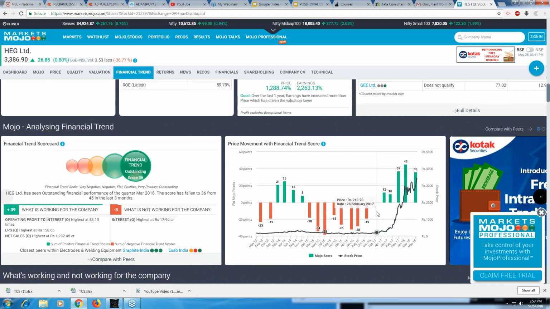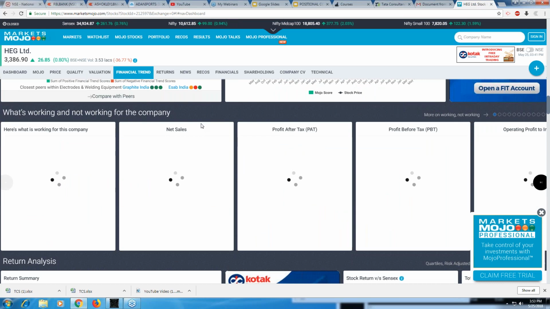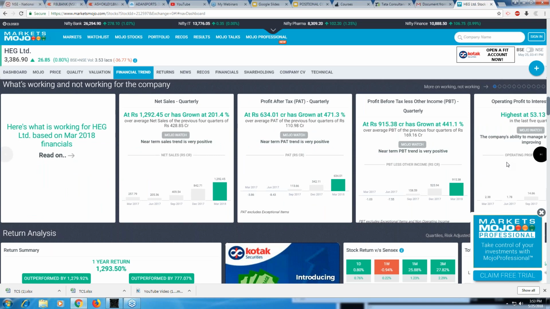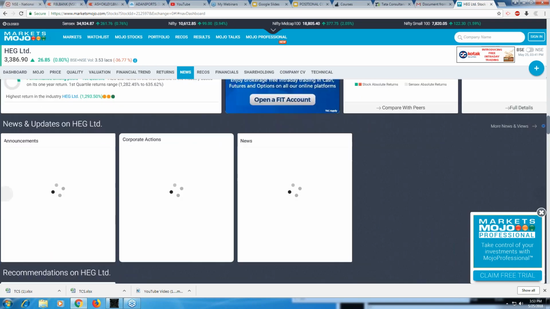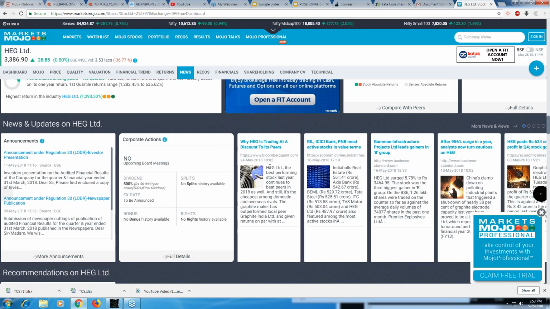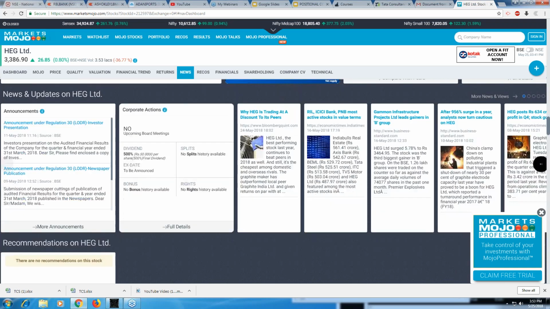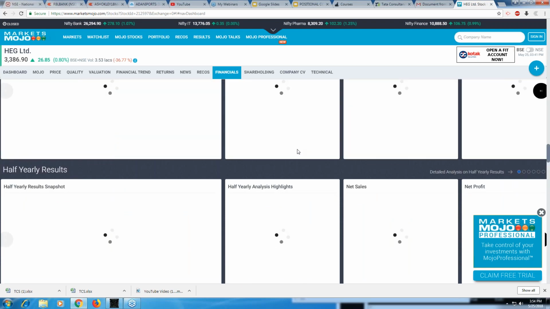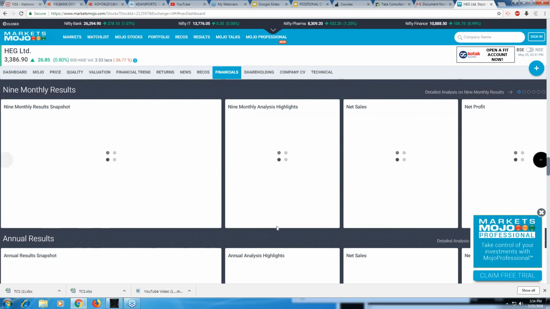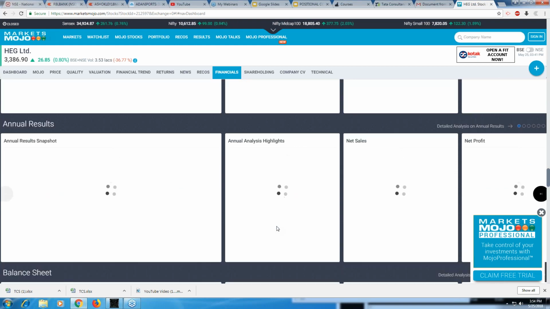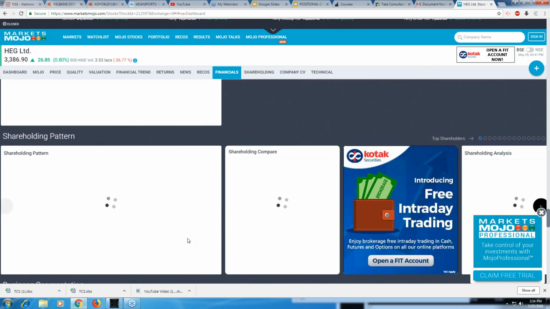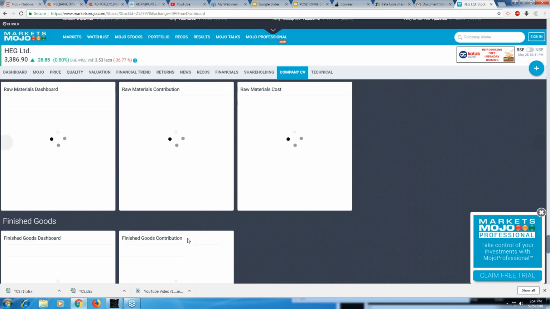Then you can see here what's working and not working for the company, the net sales, profit after tax, before, all the detail that you're looking for, you get over here, right? New updates, what are the announcements, the corporate actions, why HEG is trading at a discount to its peers, etc. Everything that you want to read, the quarterly results, snapshots, everything. Just sign in and you will get more details. Once you sign in, you get a lot more things. So this is about cash flows, shareholding pattern, whether it's increasing or decreasing, everything you will be able to find here.